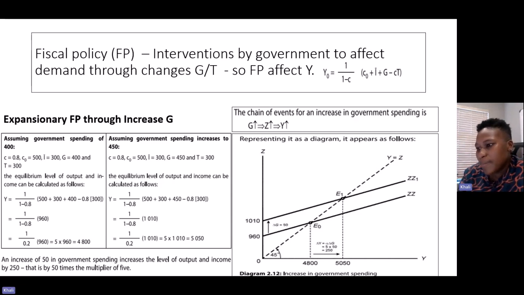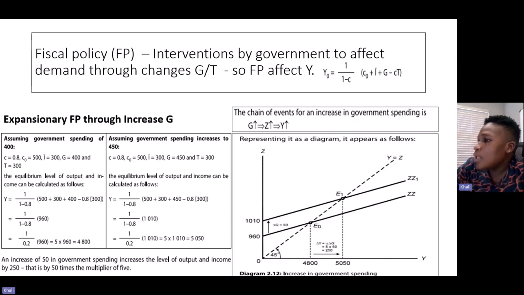We then calculate our multiplier, which is 1 over 0.2. That gives us 5. So we then have 5 times 960, which gives us 4,800. So on our curve, our z function, on the vertical axis, our autonomous spending is 960, as we calculated. So you will see 960 as an intersection there on the vertical axis.